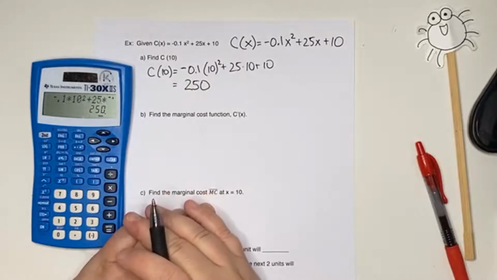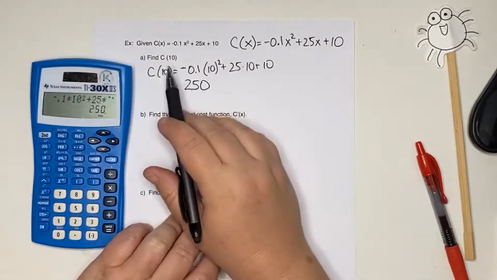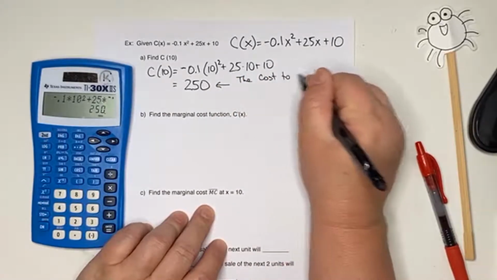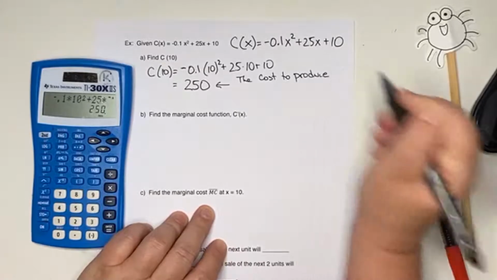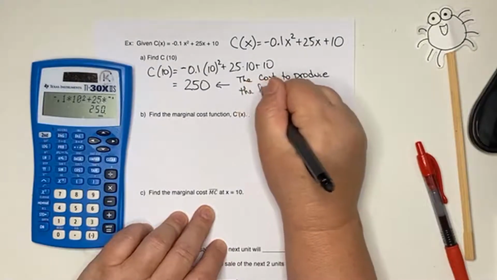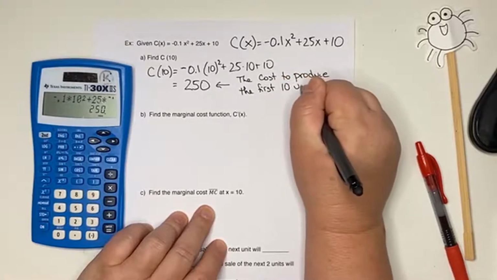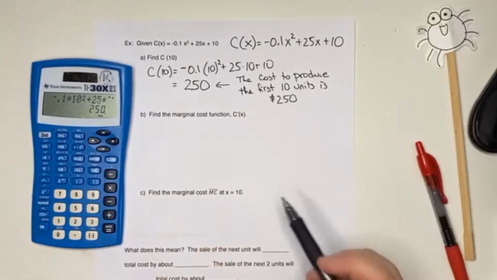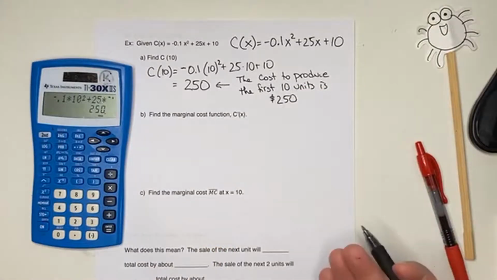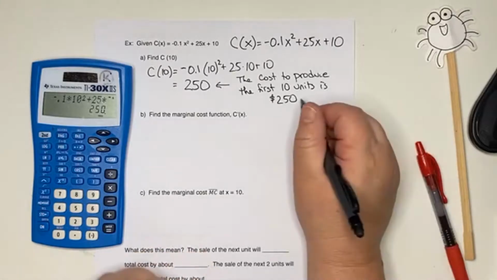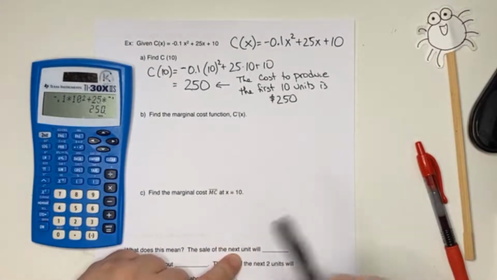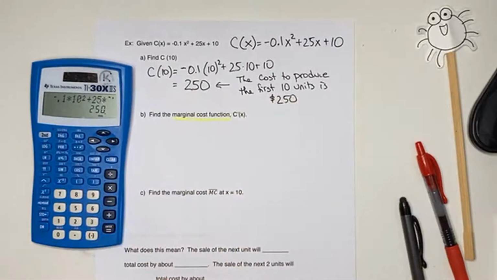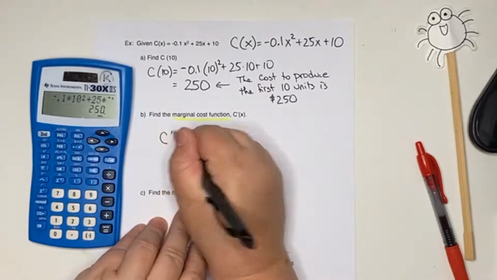Okay. So it's 250. So what is this number? The cost to produce the first 10 units is $250. I think we're told it's a cost function. We're not told if it's dollars, so I'm just assuming. Okay, so find the marginal cost function. Anytime someone says the word marginal from now on, ooh, derivative time. So let's find the derivative.